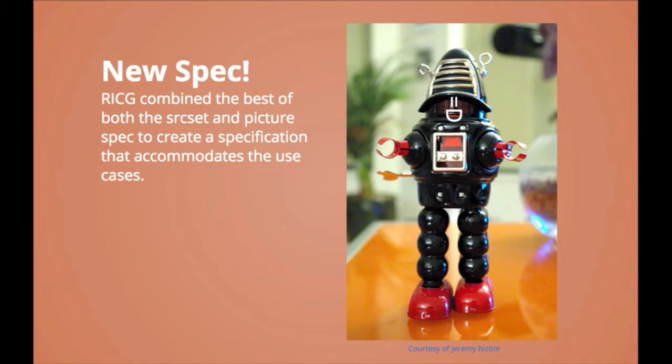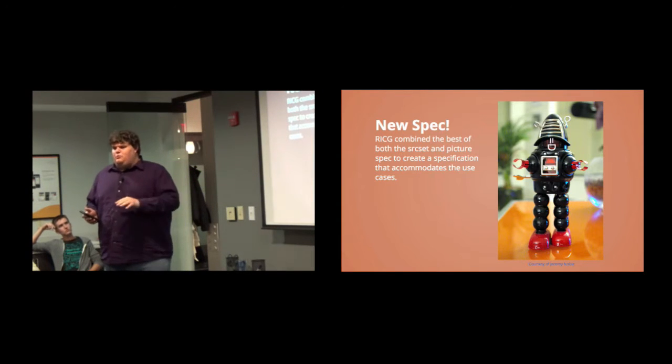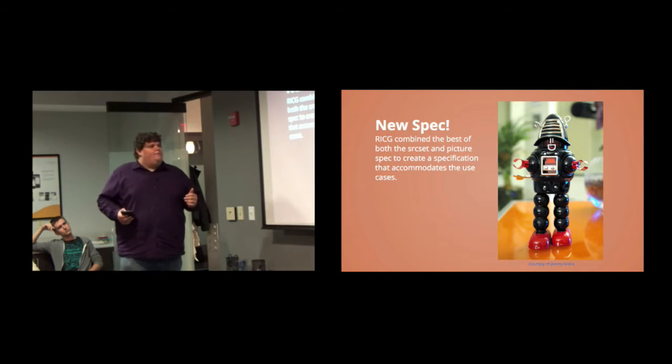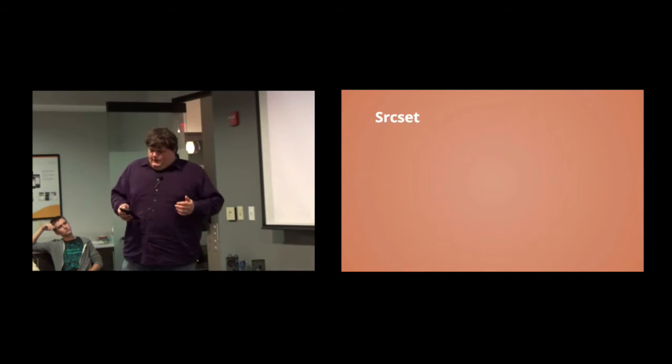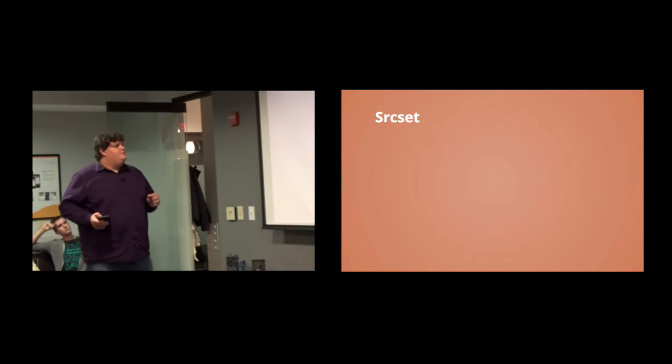So based on these use cases, they took the best of both worlds of the source set and the picture. Originally there was a third offshoot called Source N that didn't last long at all. But I think what the RICG did really well was that they looked at these two specs and saw that there was a lot of value there, and they just had to be tweaked slightly. And when you tweaked them slightly, powerful things happen. So first, we'll go over the new source set syntax.